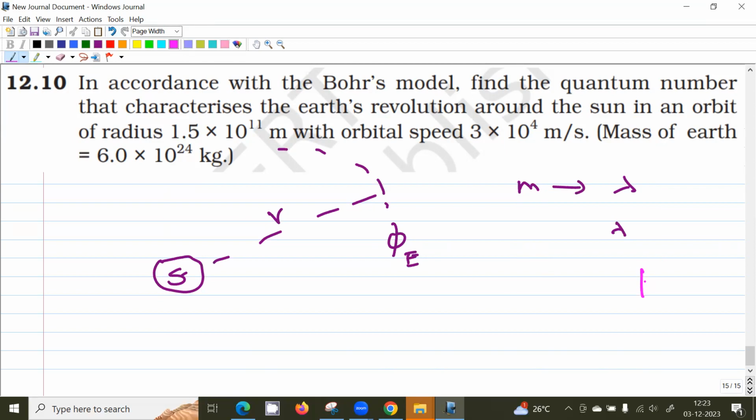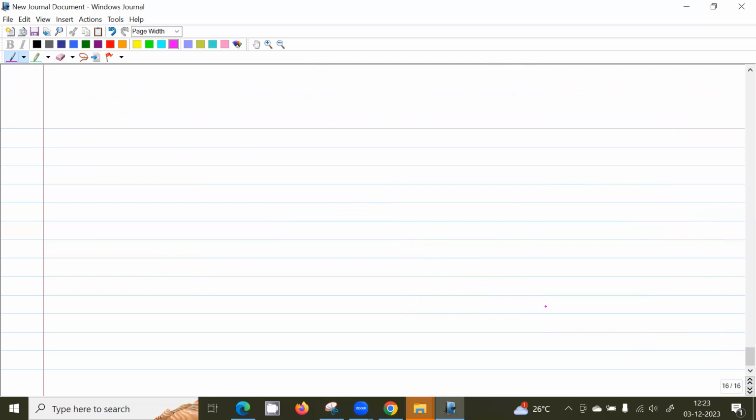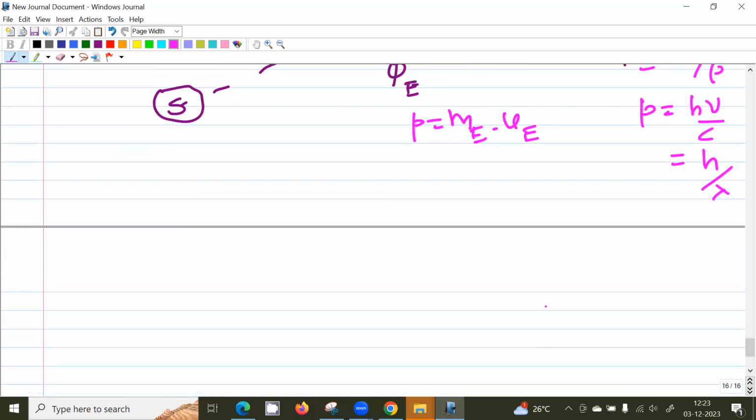Basically the momentum of the photon is h nu by c, which is h by lambda. So from that, lambda is h by p. h is a constant, p is known because p is nothing but mass of the earth into velocity of the earth. Mass is a constant, and velocity you can find out. Velocity of the earth is known because the radius of the orbit of the earth is known.